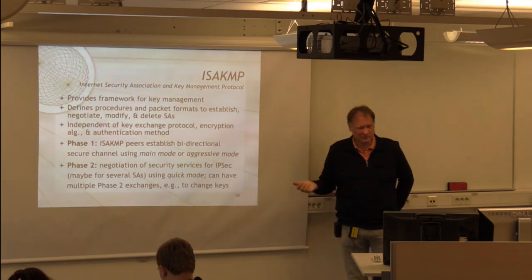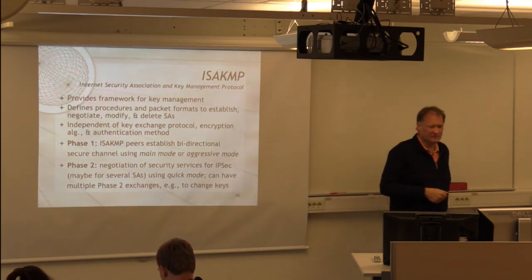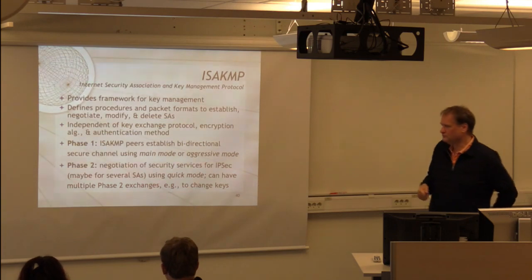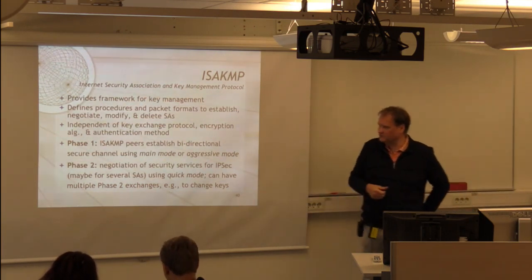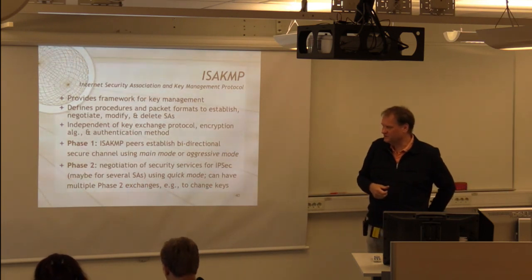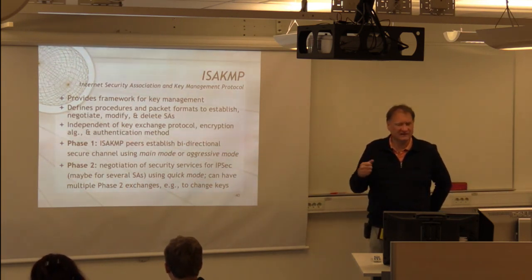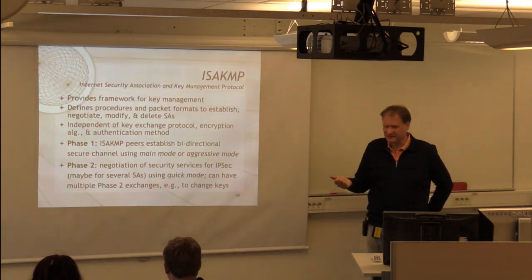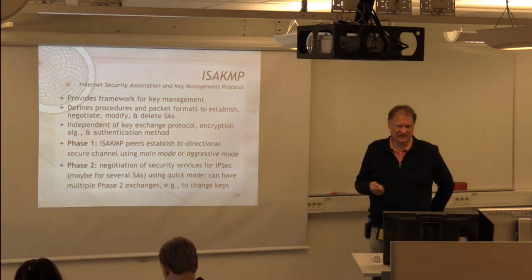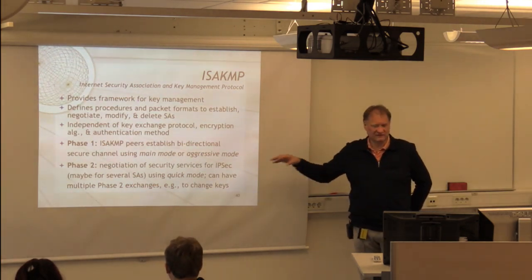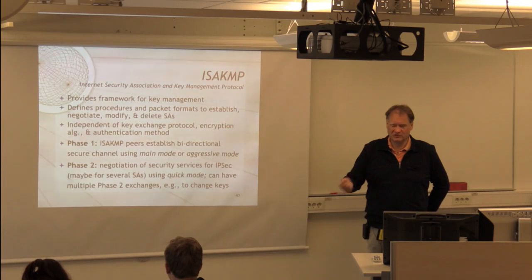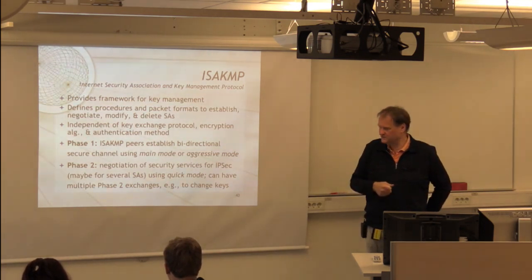Depending on key exchange, we can do it manually, or we can use Oakley. There are two phases of ISAKMP. First, we have what's called peer established bidirectional secure channels. So first we secure a channel between us, so we can exchange information in a secure way. And then in phase two, using that secure communication, we negotiate the different security associations.